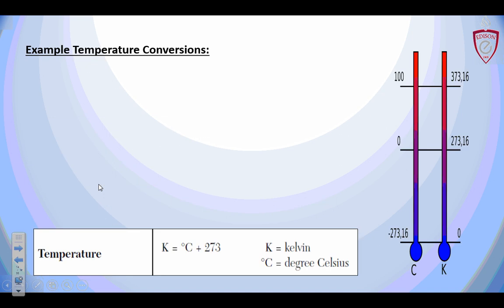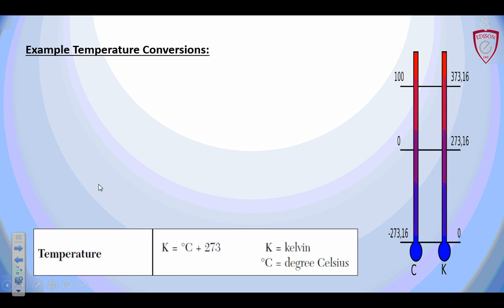There is a special reference table, table T. It's got an equation on it. Kelvin equals degrees Celsius plus 273. So you will be asked to convert temperatures from Celsius to Kelvin. Straight up algebra, plug and chug.